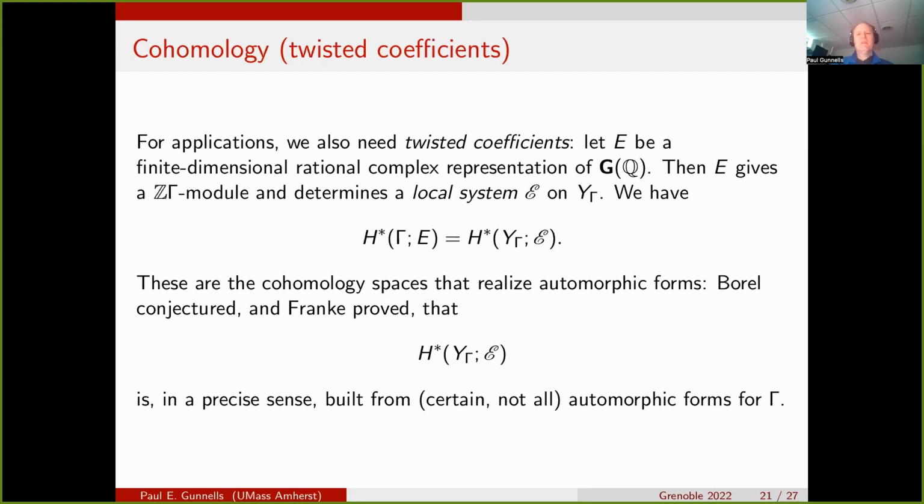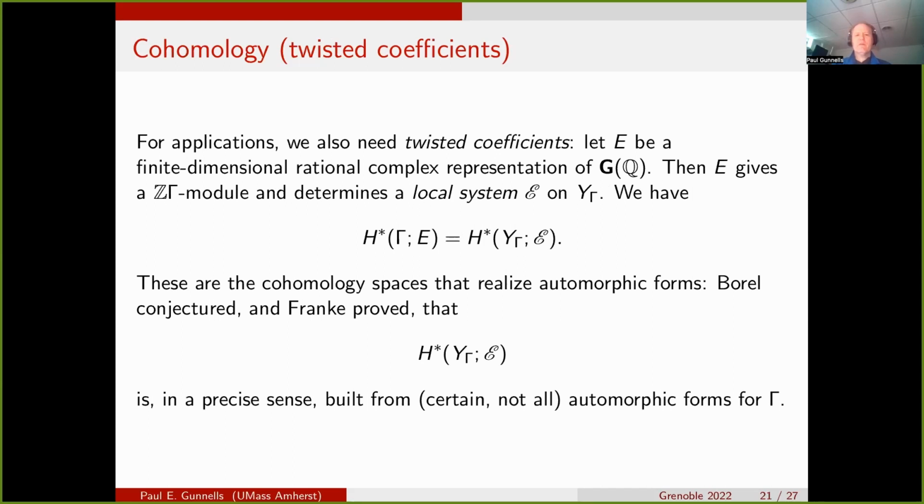Then this gives a Z gamma module, so we can compute the group cohomology with coefficients in that. And on the quotient Y gamma, we get a local system, twisted coefficient system. So I don't want to explain exactly how this works, but if you want to learn more about homology or cohomology with twisted coefficients, there's the classic paper of Steenrod, and it's also discussed in Bott and Tu's book on differential forms in algebraic geometry and algebraic topology.